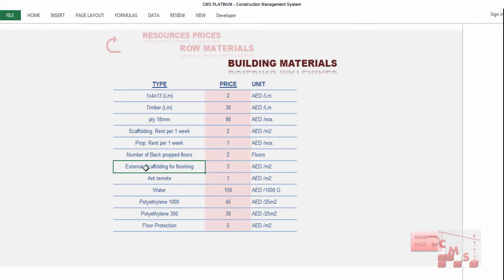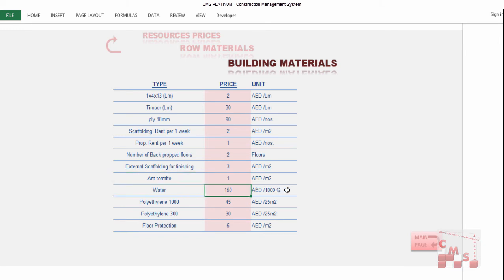execution. Here you will insert also the external scaffolding for finishing, the rental cost for the external scaffolding, how much per square meter. Here you will add the anti-termite cost. This is the chemical we are spraying below the PCC and slab on grade before casting to avoid the insects and the ants which may damage our timber work. This is according to the specification.